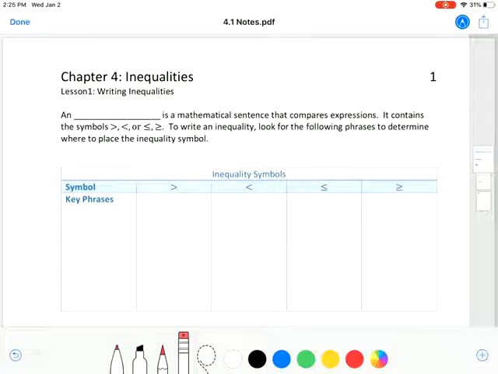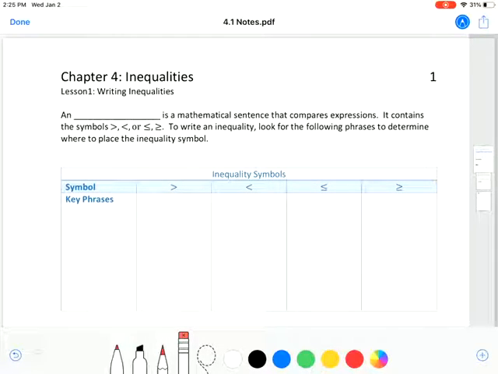Guys, so let's get started on our chapter 4 notes. So lesson 1, this chapter is all about inequalities, which, if you guys will remember before break, I talked about how inequalities are very, very similar to equations, which we just got done with. The only difference is that instead of an equal sign, we have an inequality symbol, which we're going to talk about right now. So first things first, what is an inequality?